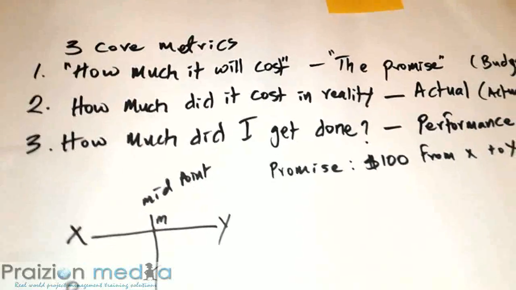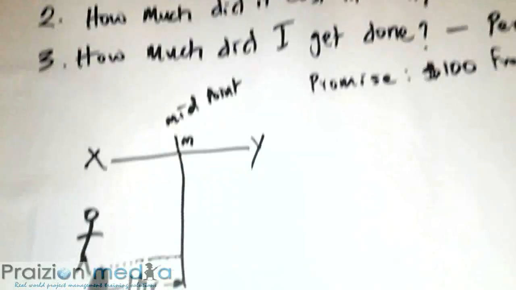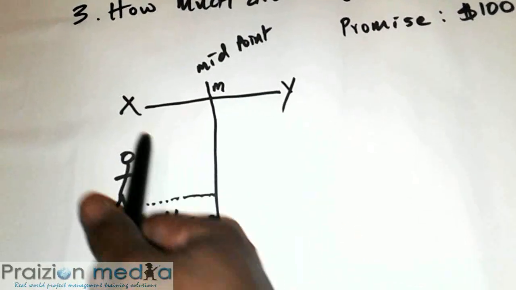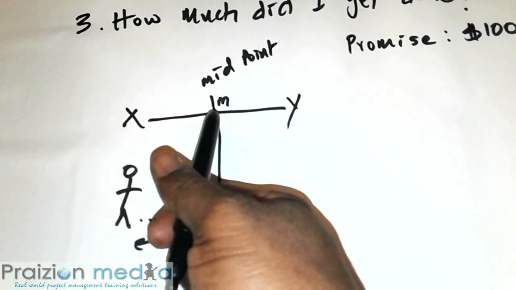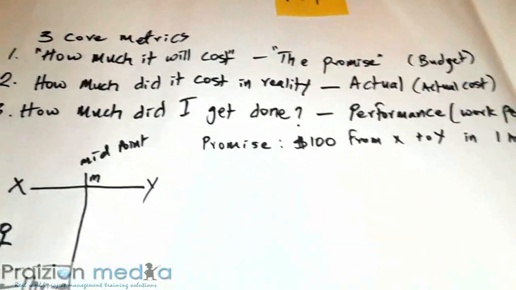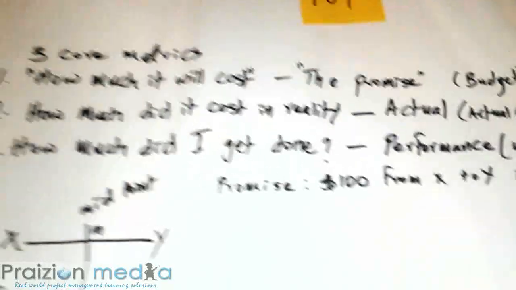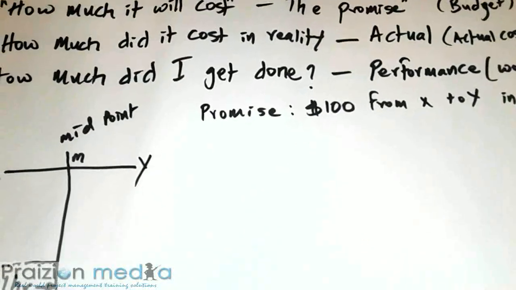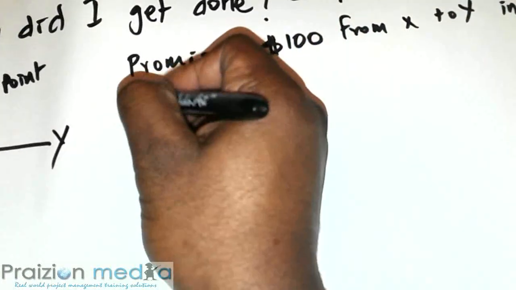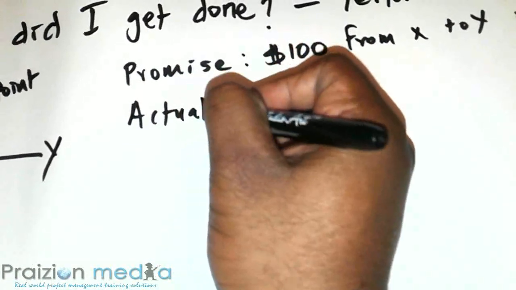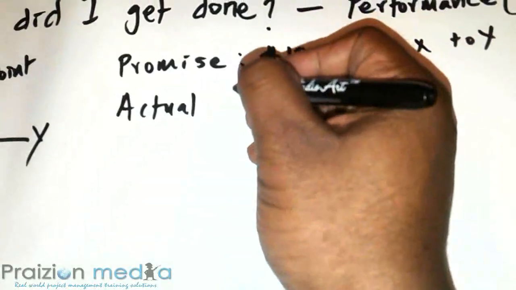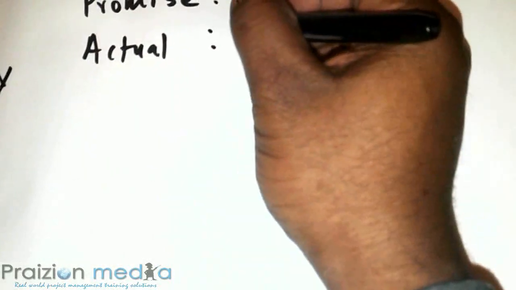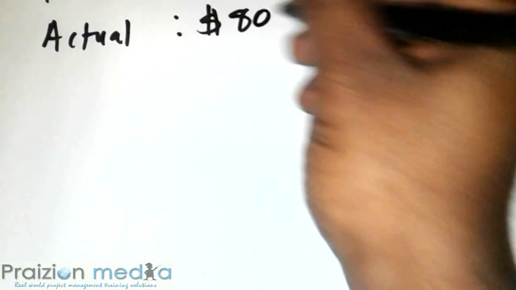And also, what percentage of the work is actually done to go from point X to M? Phil said he would get to Y, but he only got to M. So let's see how bad this is. The three metrics again. The promise, $100. Now for the sake of this illustration, I'm going to say that the actual amount of money that Phil spent to get this job done is, in this case, $80.